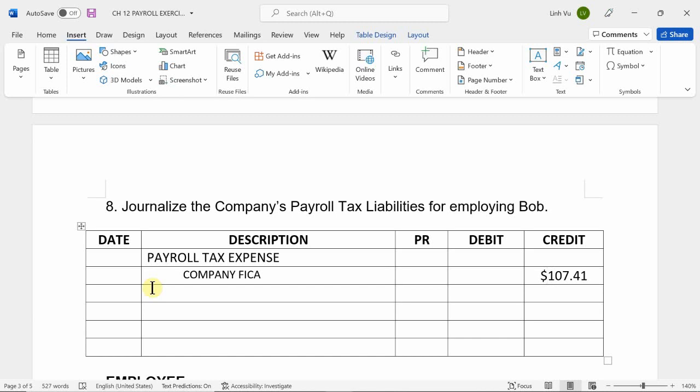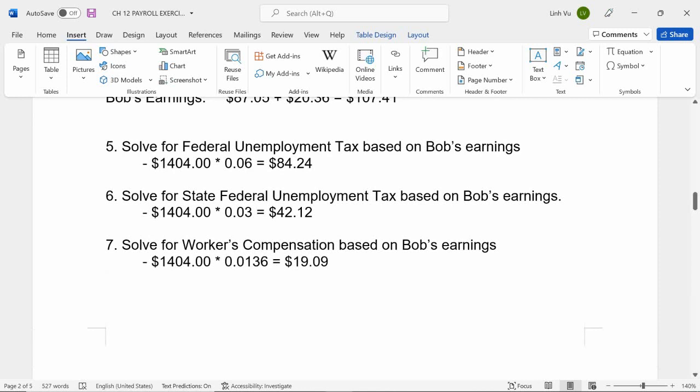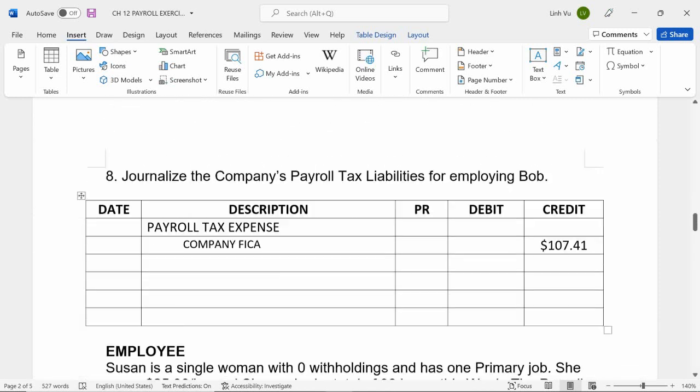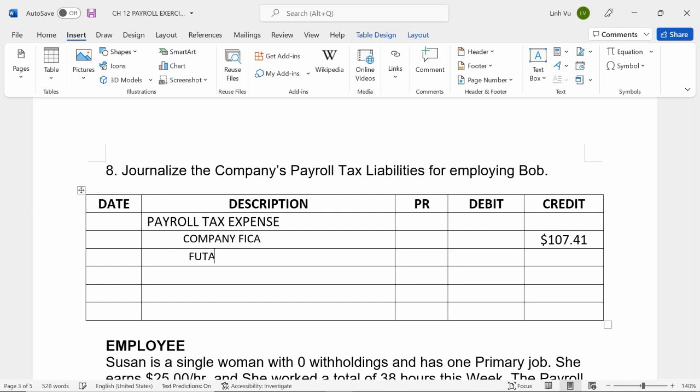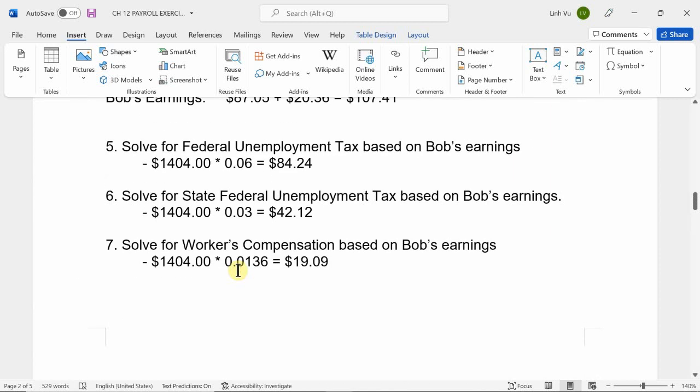What other payroll taxes is the company responsible for? We already took care of Medicare. It's federal unemployment tax, FUTA for short. How much was the federal unemployment? 84.24.